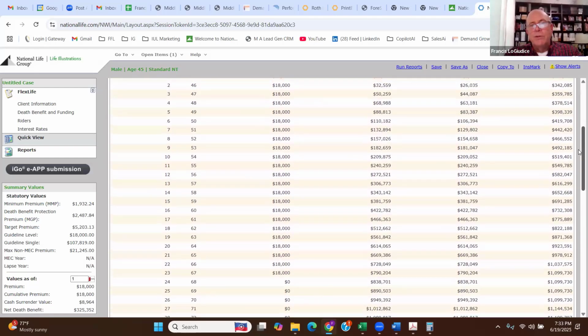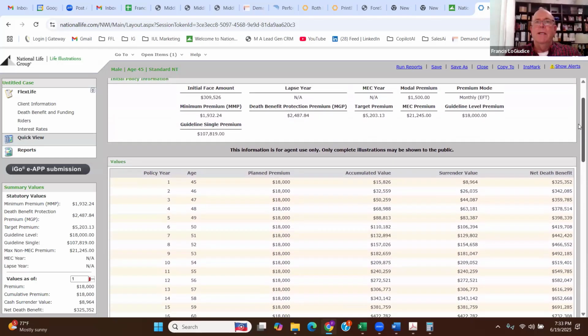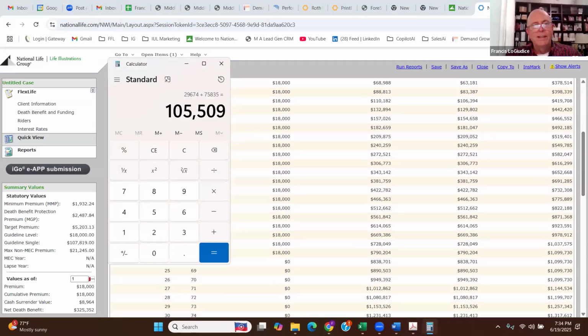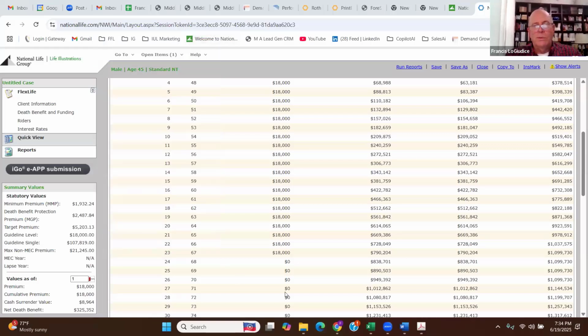So this is the most that you can quote max funded. Now, it's not really max funded, because when you do level, this guideline single is 107,000. Let's just do, excuse my French, 18,000 times 23 years. Let's see. Oops, that's not what I wanted to do.